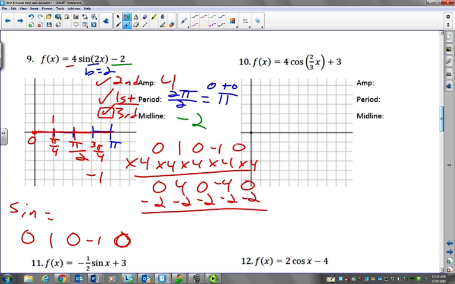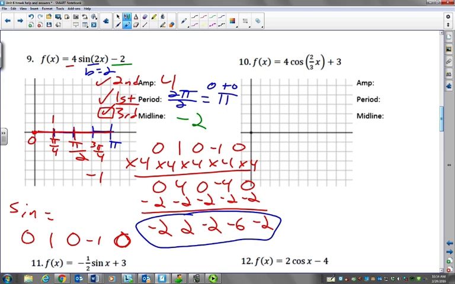And we're going to go ahead and subtract now each one. So 0 minus 2 is just minus 2. 4 minus 2 is just 2. 0 minus 2 is negative 2. Negative 4 and negative 2 is a negative 6. And then 0 minus 2 is a minus 2. So now these are the points that you're going to graph.